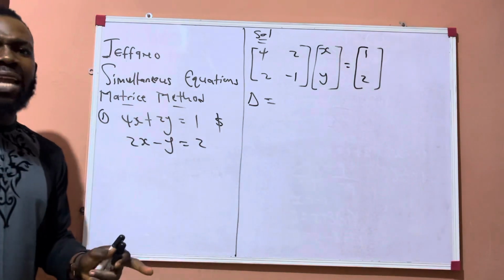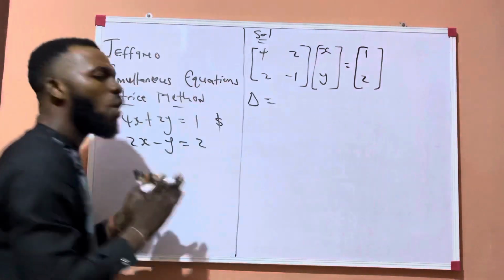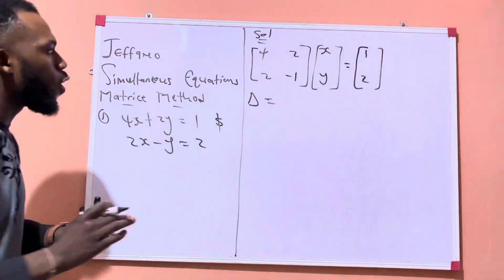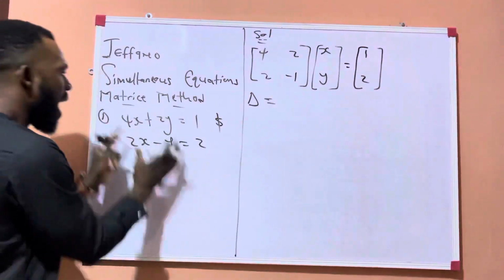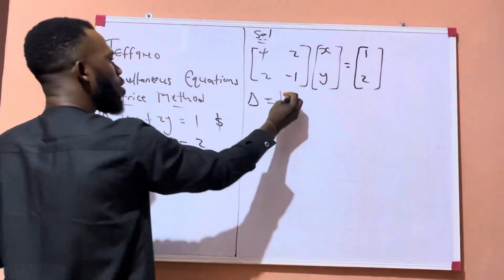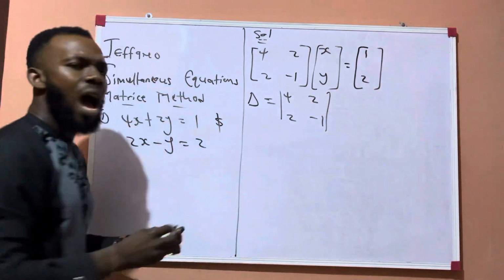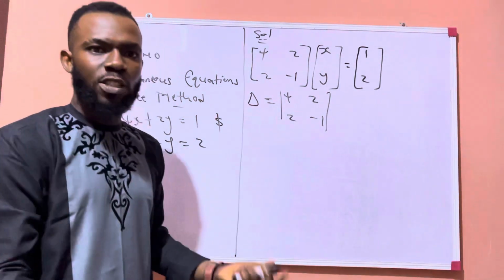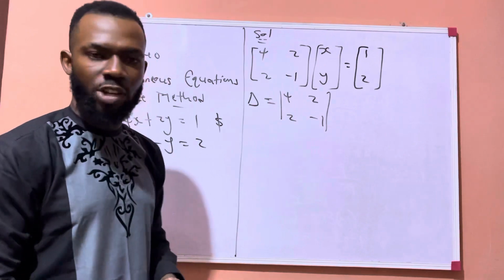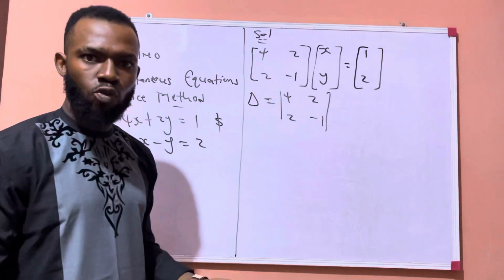Now, remember I said, to solve for change simply means taking the determinants of the coefficients of x and y. And don't forget, 4, 2, 2, minus 1 are the coefficients of x and y. So I'll come here. Now the determinants of 4, 2, 2, minus 1. Now, how do you solve for the determinants of a 2 by 2 matrix? Because this is a 2 by 2 matrix. We have two columns and then we have what? 2 rows. 2 by 2 matrix.